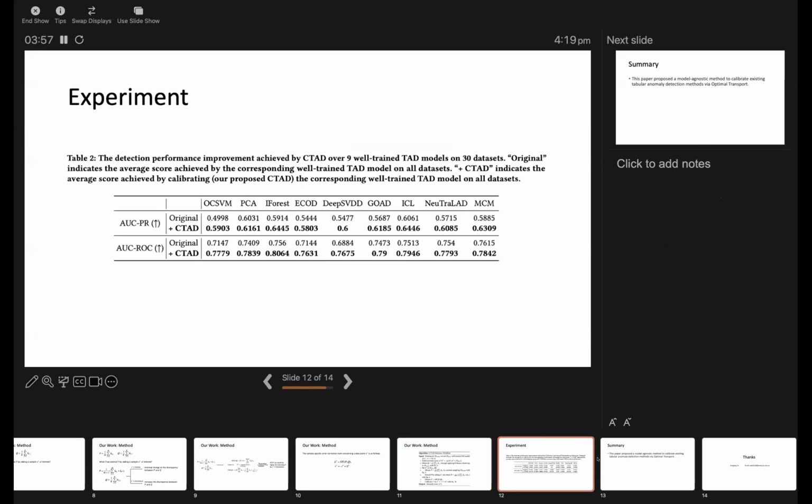And in our experiment, we conduct comparison of our CTAD method over 9 well-trained TAD models and over 30 tabular data sets. And the overall performance shows that our method achieves the SOTA performance.